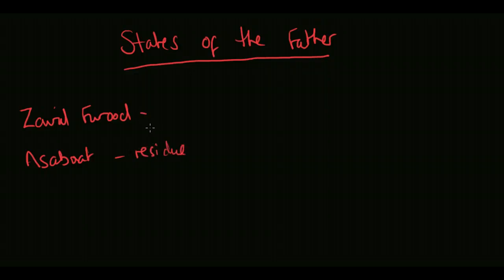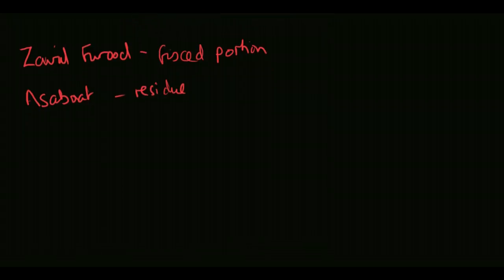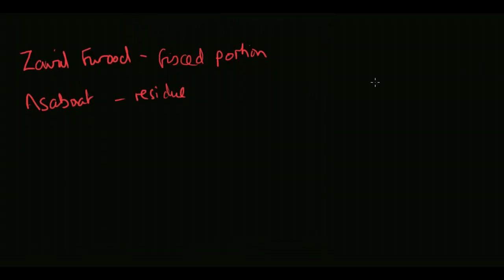And these relatives are the ones who receive a fixed portion. So the father is in quite a unique position, along with the grandfather and a few other relatives. He falls into two different categories. Let's consider the states of the father, and we can see how he will fall into both in any given situation. There's actually three states of the father.